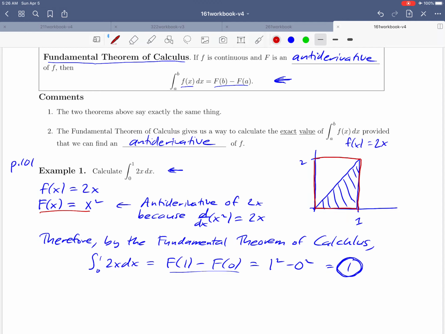As we go forward in this section, we'll continue to use this theorem to find exact values of other integrals.